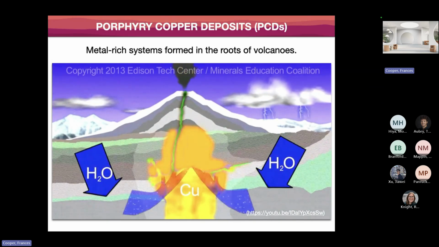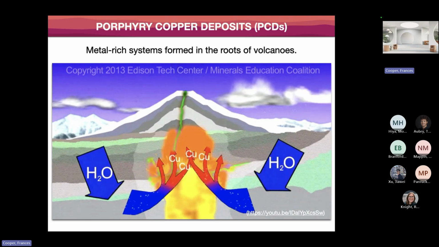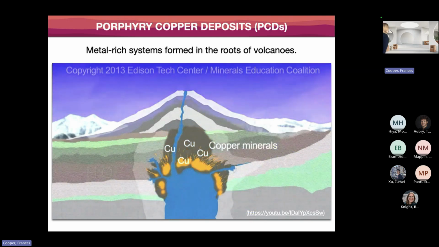We've got a lot of water coming into the system. We've got magmatic fluids coming from depth. We've also got meteoric water at the surface. We have a lot of fluid in the system, and we have a lot of copper. And basically, rather than erupting out of the volcano, the copper is actually trapped in the subsurface beneath the volcano, where it can form an ore deposit.